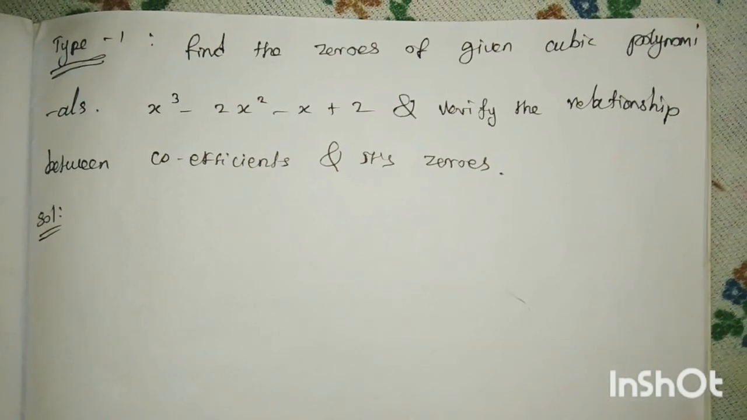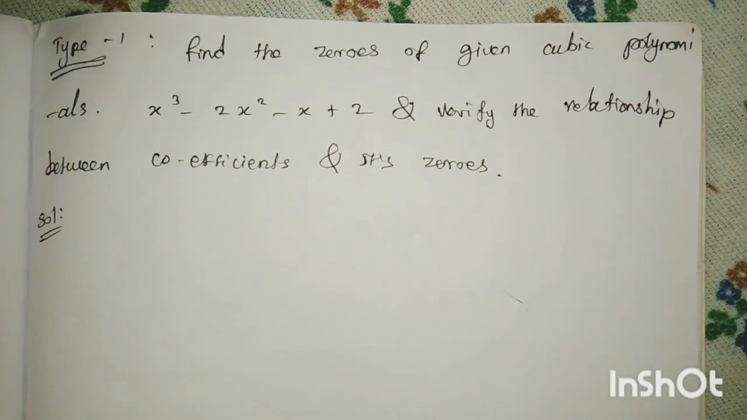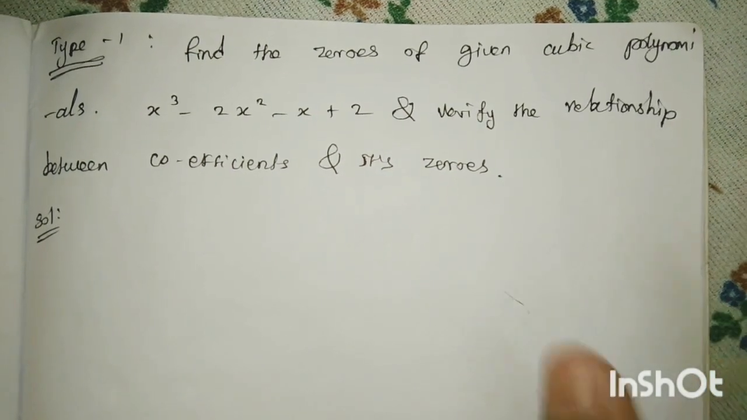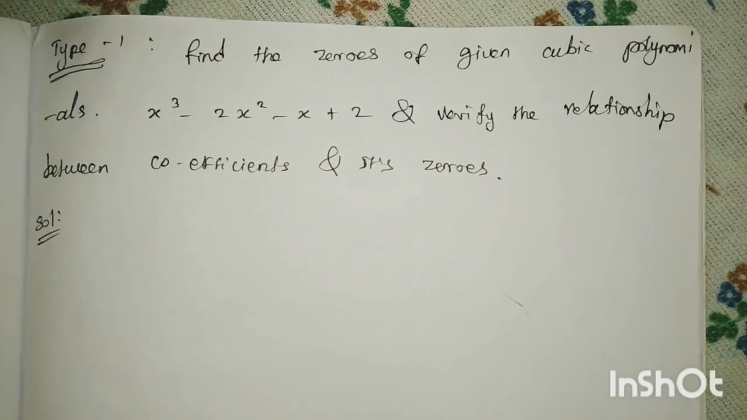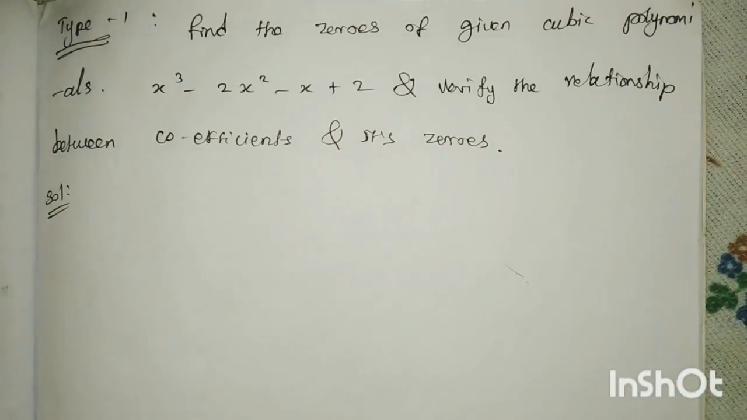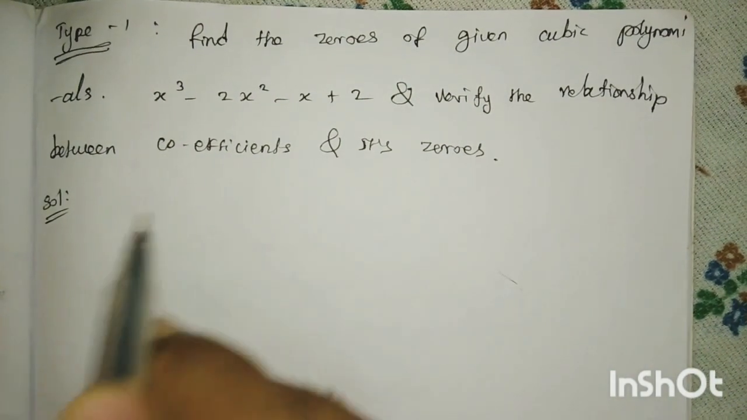Next, polynomial x cube minus 2x squared minus x plus 2, and verify the relationship between the coefficients and its zeros, right? After finding the zeros, we should verify the zeros with the coefficients of the cubic polynomial, right? So okay. Now we have to check whether the given polynomial is in standard form or not.